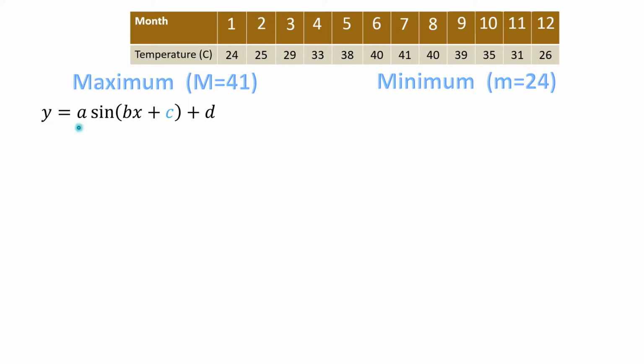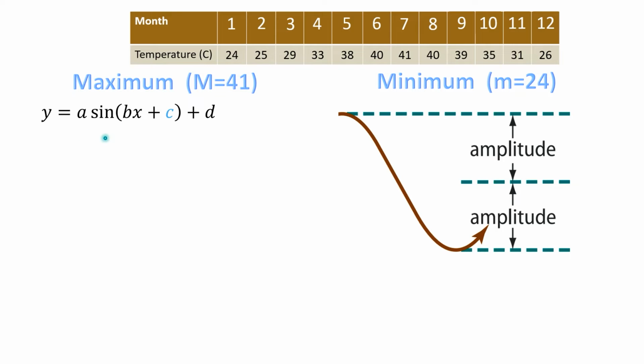Remember that the sine function is represented as y equals a sine(bx plus c) plus d. Our job is to find these four constants, a, b, c, and d. Now, remember that a is the amplitude.